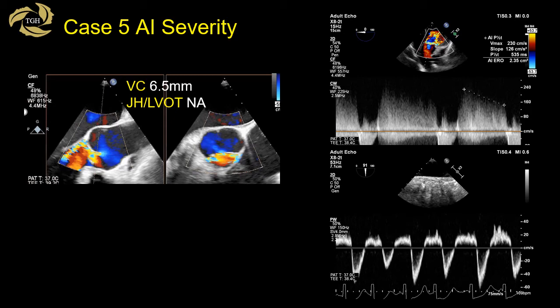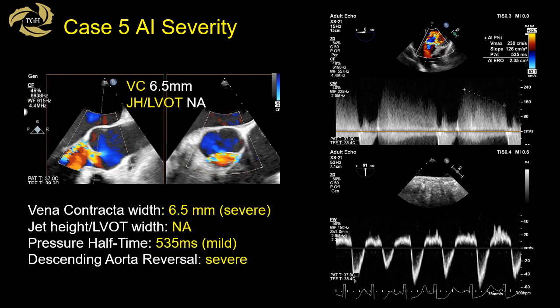The vena contracta width is 6.3 millimeters. The jet height to left ventricular outflow ratio is not useful because of the eccentric jet. The pressure half-time is not reliably measured, but there is descending aortic flow reversal, suggesting severe aortic insufficiency.